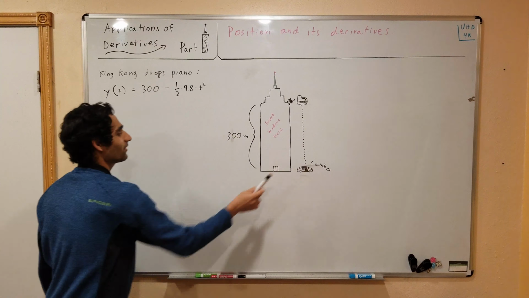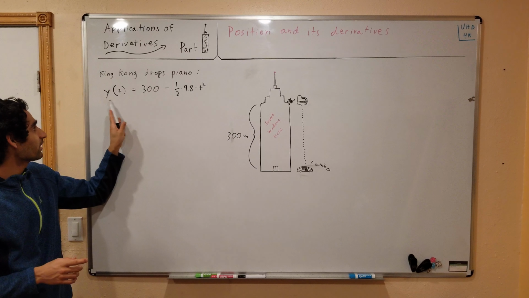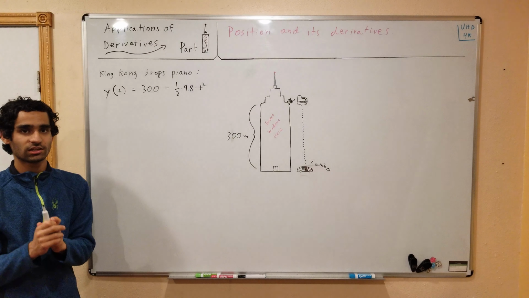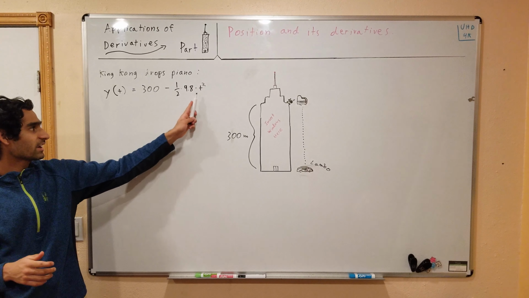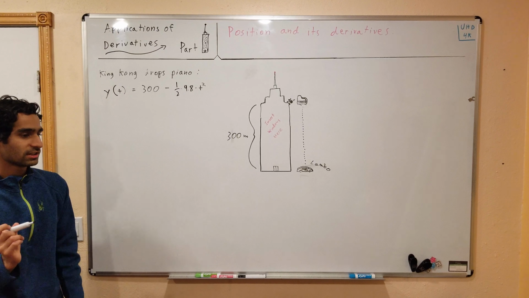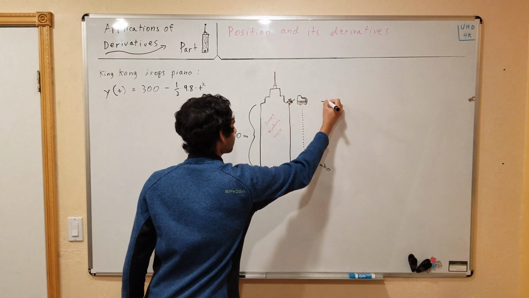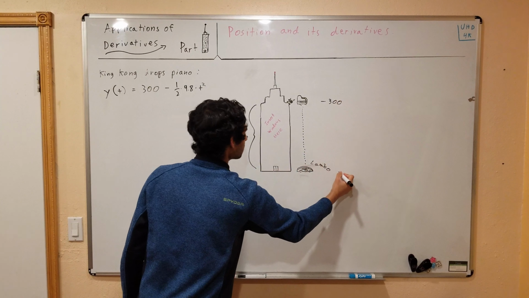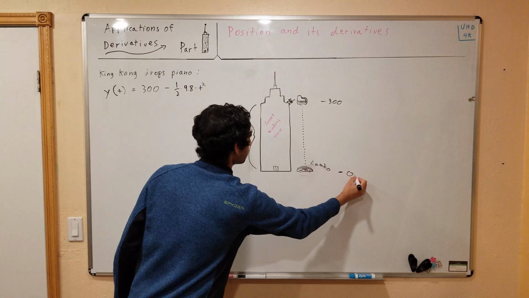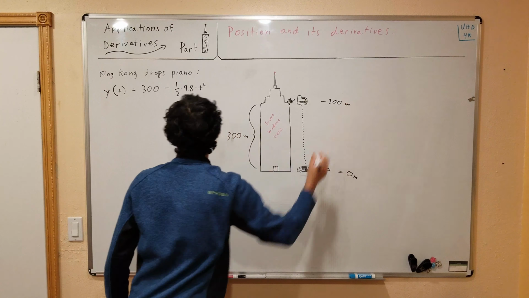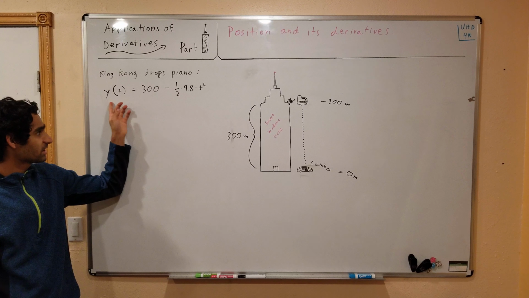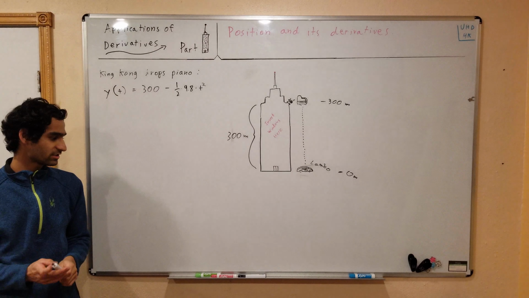So over here I've got this function, y of t. And what is y of t? Well, it's the function which defines the y position of the piano t seconds after King Kong first lets go of it. Initially the y position of the piano is going to be at 300, and the street is at y position 0, so 0 meters, 300 meters. And this formula is basically used to calculate the y position of the piano t seconds after King Kong first lets go.